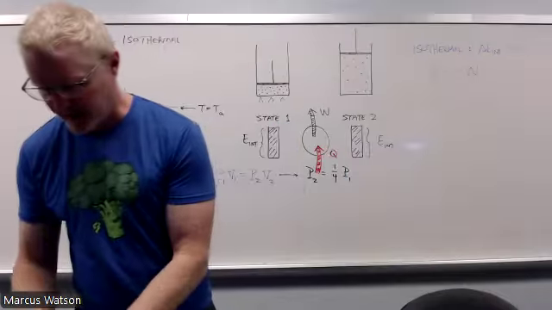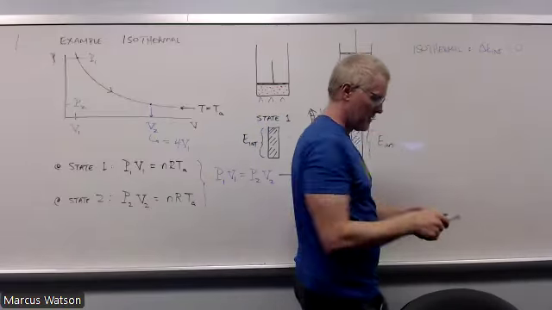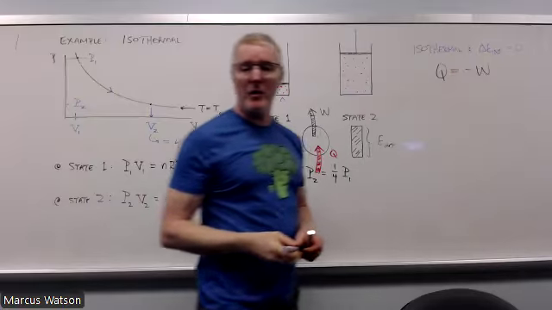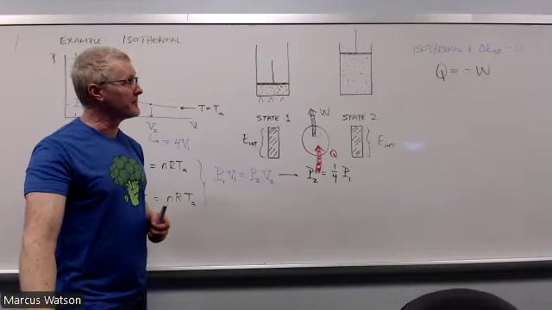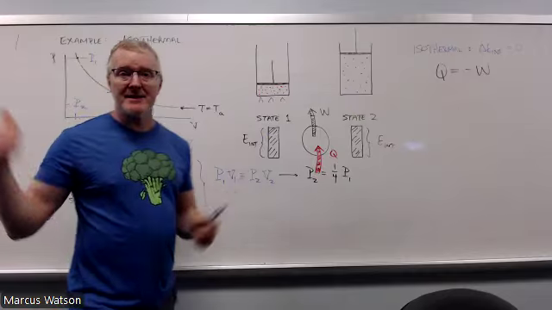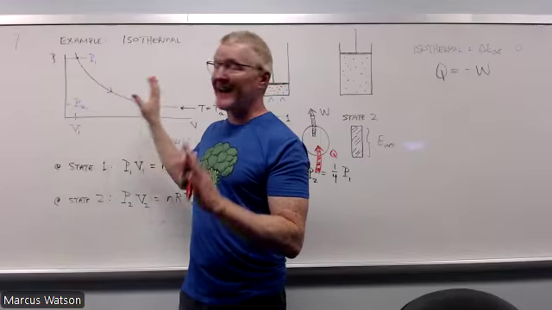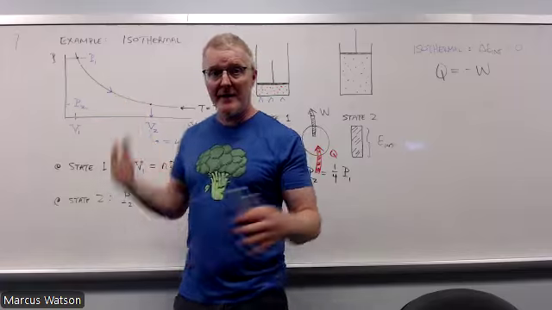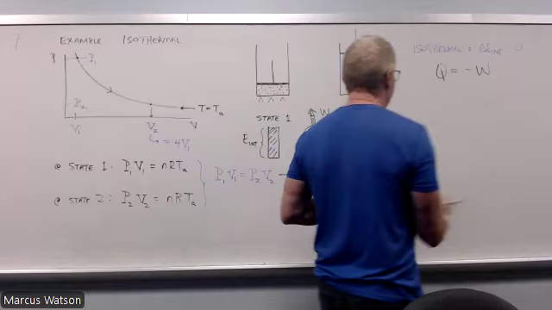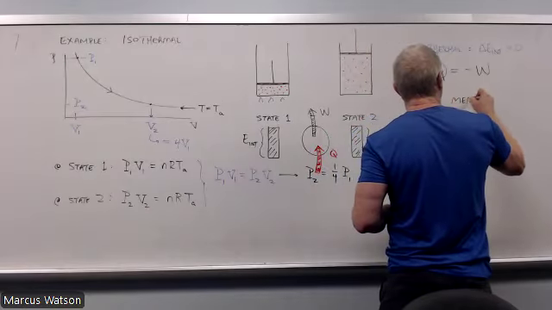Let's try a different pen. All right, Q is equal to minus W when you're talking about an isothermal process. Okay? So when asked for the heat in this situation, really you can analyze the work and then make the argument that it must have been the heat. So let's do that. Find Q means find W.